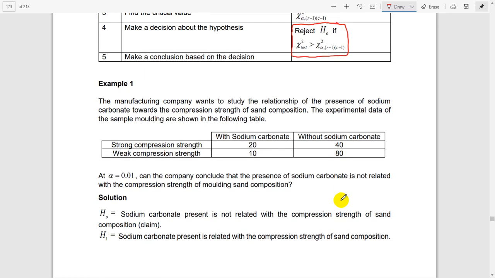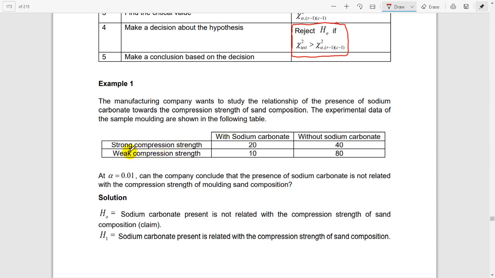Okay, so let's look at one example. Chapter 7 is easy, don't worry too much. Example 1: a manufacturing company wants to study the relationship of the presence of sodium carbonate towards the compression strength of the sand composition. The experimental data of the sample model are shown in the following table.